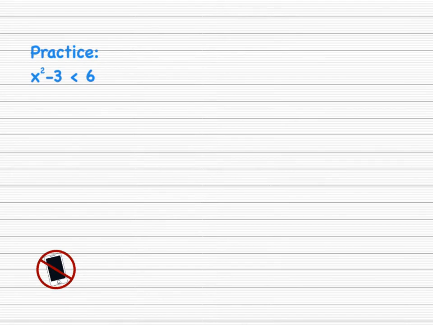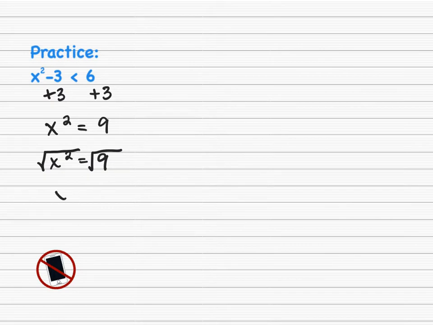To do that, I want to get rid of this -3, so I'm going to add 3 to both sides. I've got x squared is less than 9. I'm not really going to worry about that sign. I'm going to take that out and put an equal sign for now, because I'm just looking for the boundaries. So if I have x squared equals 9, I am going to square root both sides to get rid of it. So I've got x equals plus or minus 3.